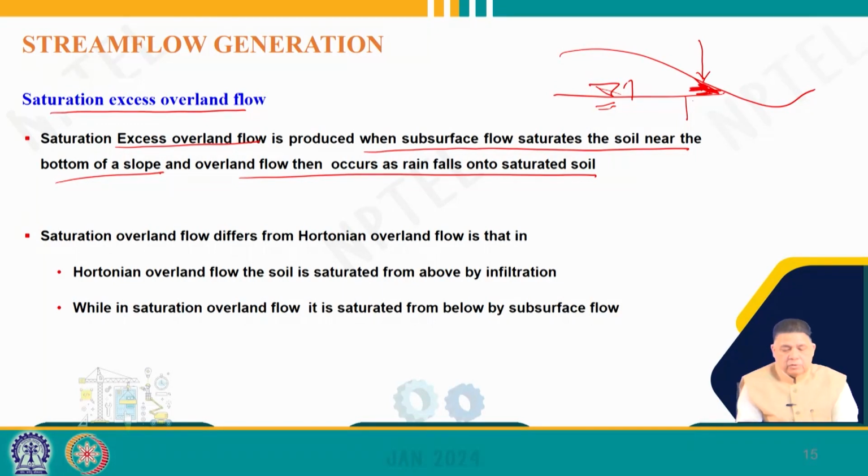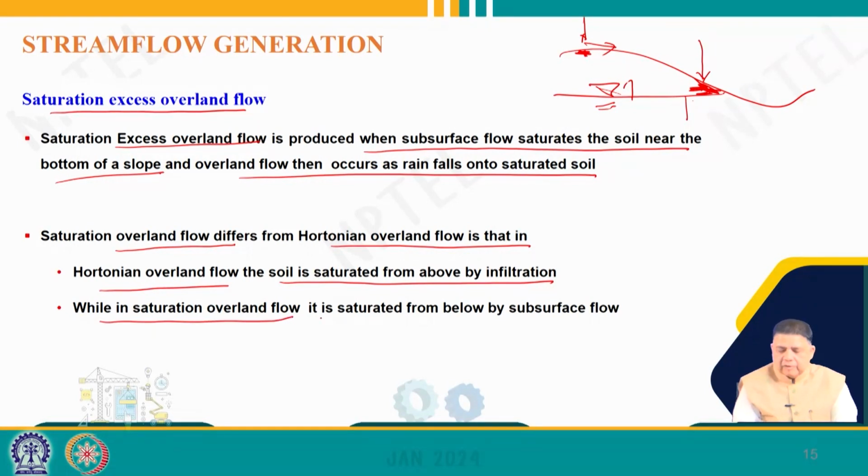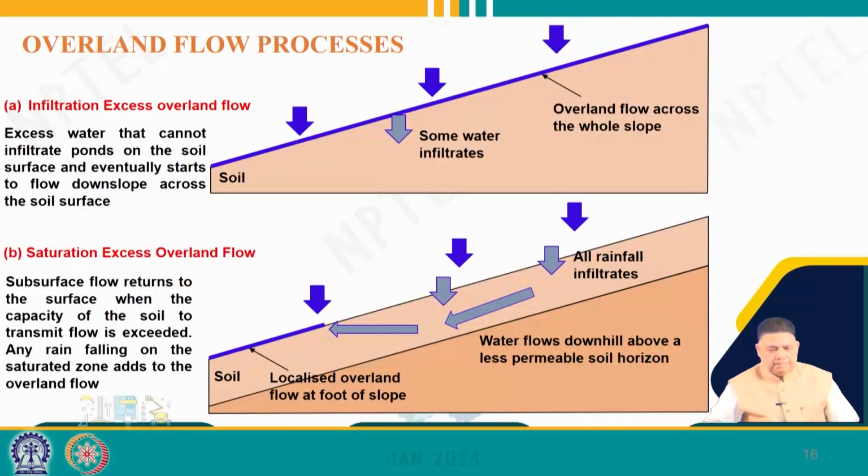So, saturation excess overland flow differs from Hortonian overland flow in that in Hortonian overland flow, the soil is saturated from above by infiltration. So, that means precipitation occurs and then infiltration occurs and then it saturates the soil and then flow starts taking place. While in saturation excess overland flow, it is saturated from below by subsurface flow. So, that means due to subsurface flow or groundwater table rise, the surface gets saturated from below and then whatever precipitation occurs on this surface flows as overland flow.